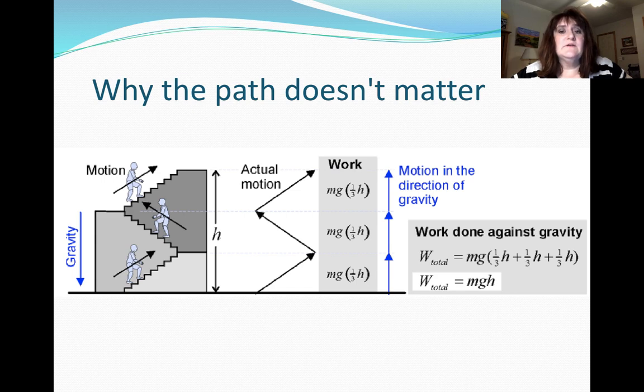So why the path doesn't matter. Notice that as the motion goes back and forth up the stairs, the actual height doesn't change. So the motion in the direction of gravity is what matters.